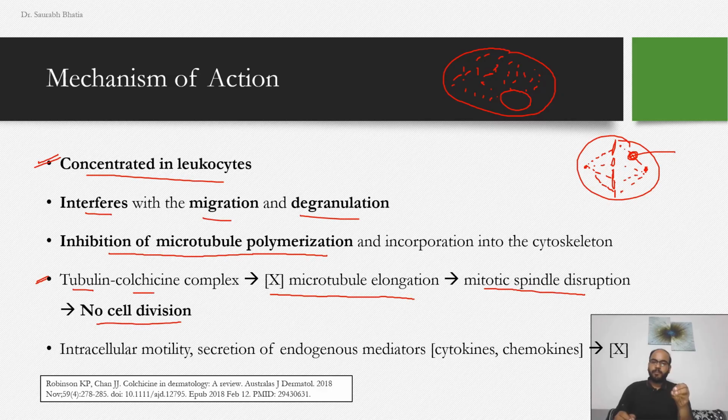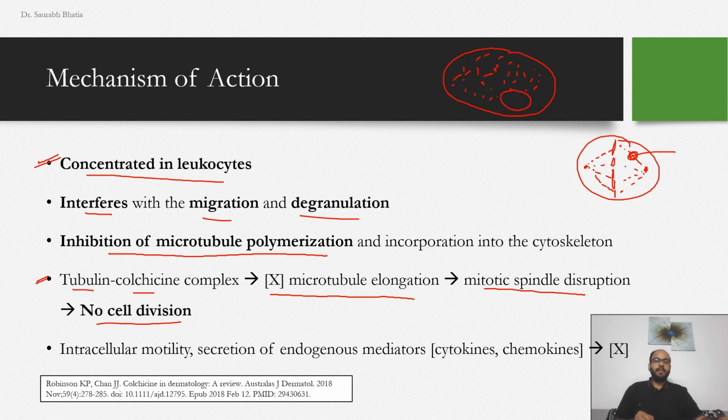Now, since colchicine is actively incorporated and concentrated in leukocytes, the leukocytes are not able to divide. So now you have the suppression of leukocytic proliferation leading to suppression of inflammation. We are clear on that?